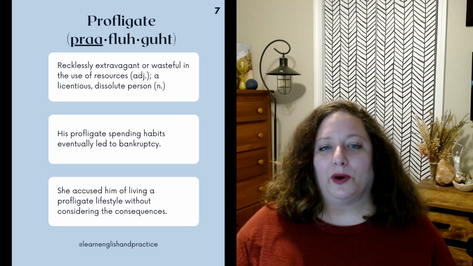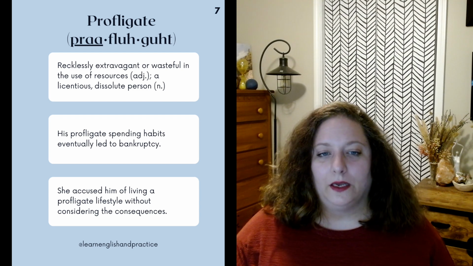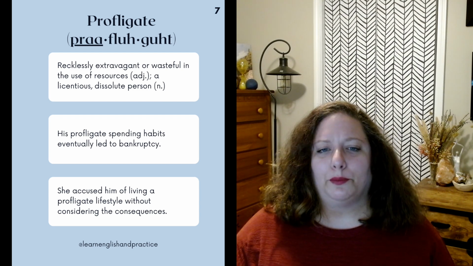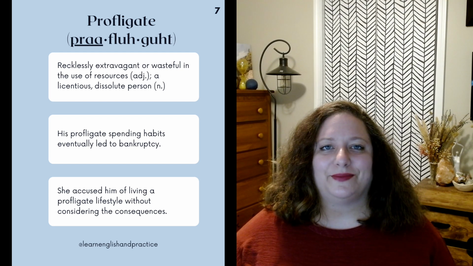Examples are: his profligate spending habits eventually led to bankruptcy. She accused him of living a profligate lifestyle without considering the consequences.